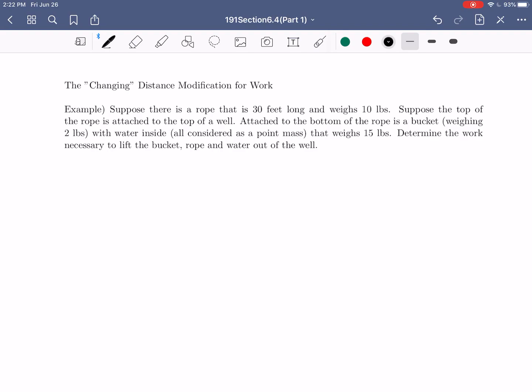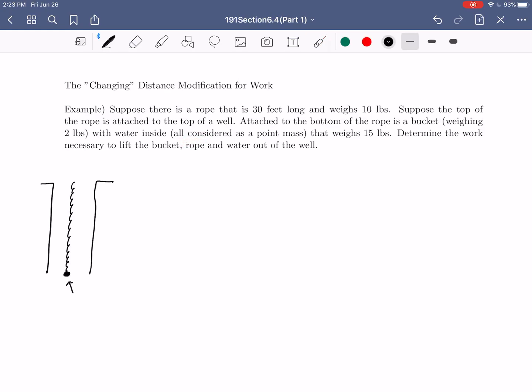So let's go ahead and draw ourselves a diagram and then talk a little bit about how we're going to analyze this. So we can imagine maybe this is our well, right, like that. What we have is this 30-foot rope that is going all the way down here. Then at the bottom, we have this single point, right? Now this single point is both the bucket and the water, but I'm just going to keep those separate for right now.